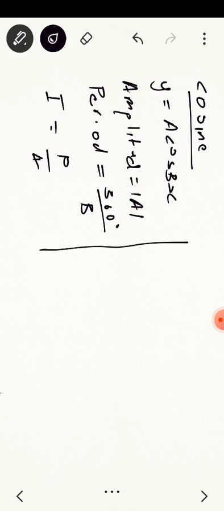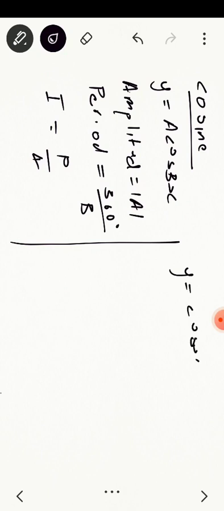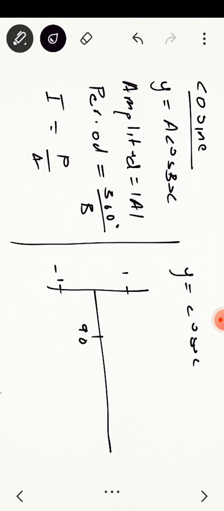So to sketch the function, you must have your amplitude, for y is equal to cos x. You must have a graph as this. You have your amplitude as 1, and then you have your period as 360. Then you divide the period by 4 to get the interval.